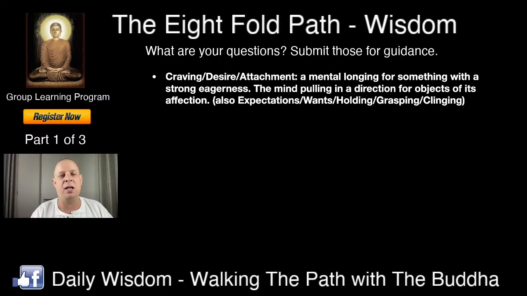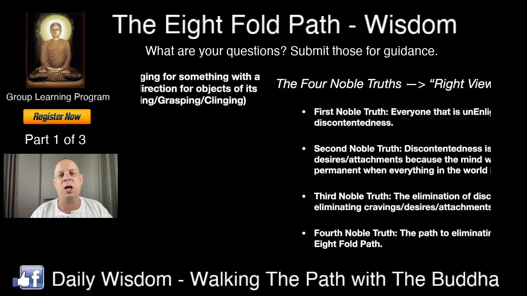And we're going to explain that in the Four Noble Truths. So a craving, desire, attachment, or expectations, wants, holding, grasping, clinging, is the mind longing and yearning for something, chasing after the objects of your affection. That's what a craving, desire, attachment is. So this has all been a building block to help you understand the Four Noble Truths, which is what I'll explain to you now.